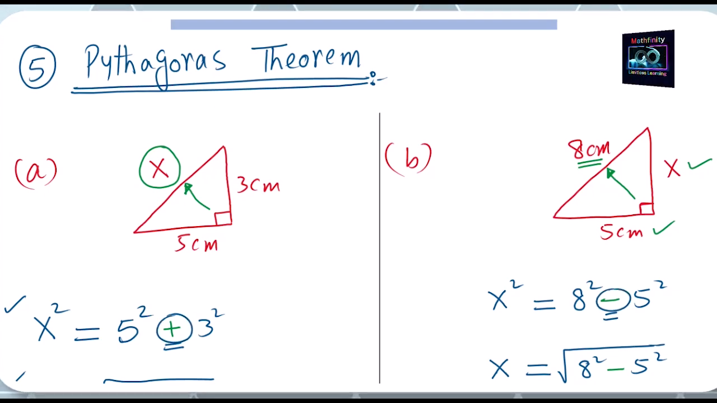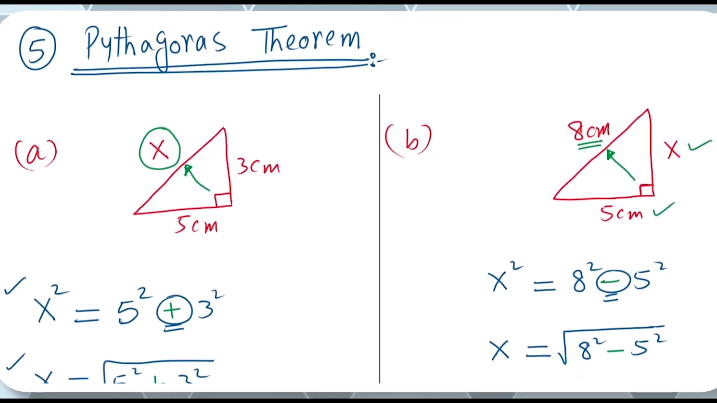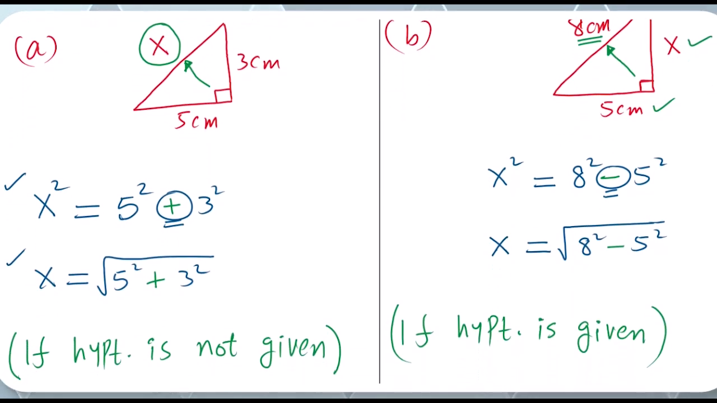The rest is the same: 5 square and 3 square. How would we know in the exam whether to add or subtract? I wrote it here. If the hypotenuse, the side opposite of 90 degrees, is not given, meaning it is x, we will add. If the hypotenuse is given, like here 8 centimeter is given, we will subtract. For more detail, you can watch the video titled Pythagoras theorem.